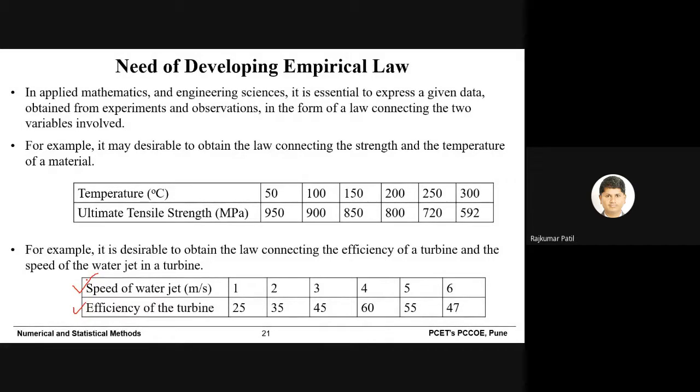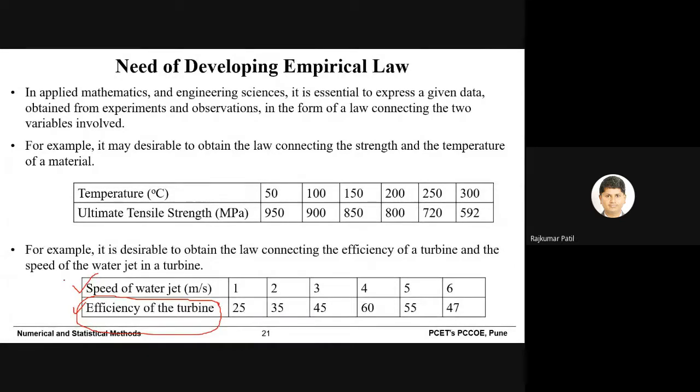Again, you can think about one more parameter, that is the foreign particles or the contaminants available in the water, that will also affect the efficiency of the turbine. Ultimately we can see that the quality of the water. Again, there are so many other factors that will affect the efficiency of the turbine.